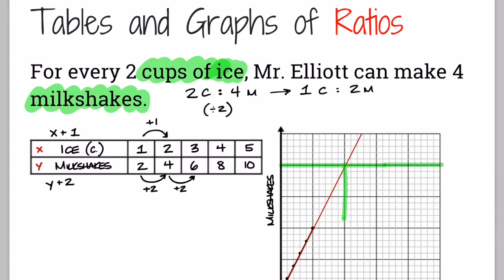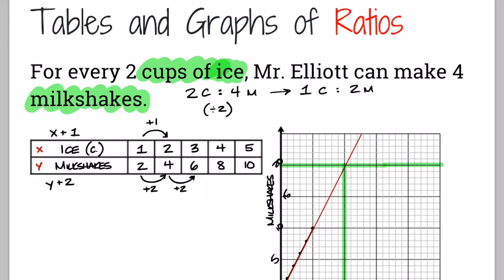So what it's saying there, look here. In order to make 20 milkshakes, you see this is 5, 10, 15, 20. And so that's 5, 10. It would take 10 cups of ice to make those 20 milkshakes.